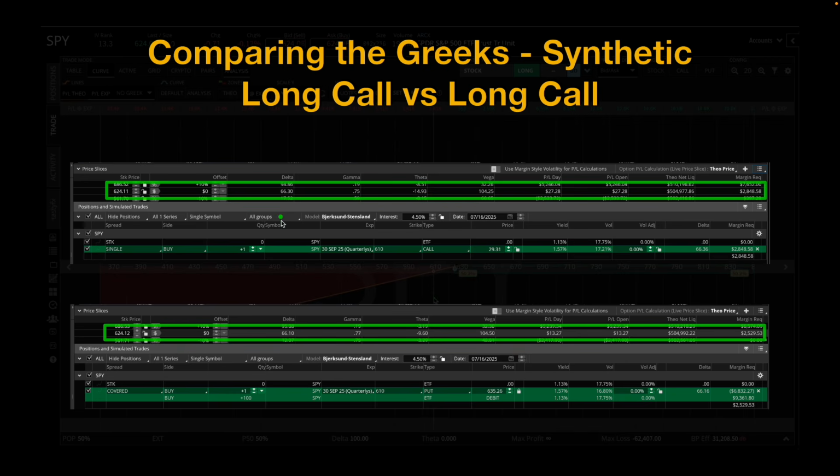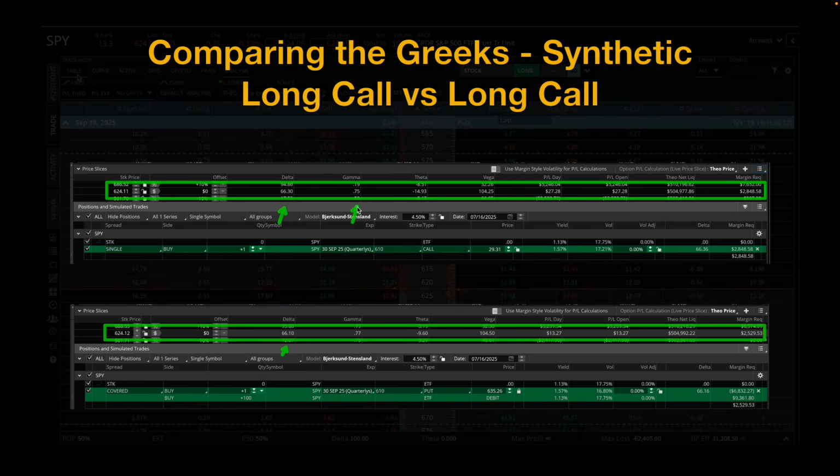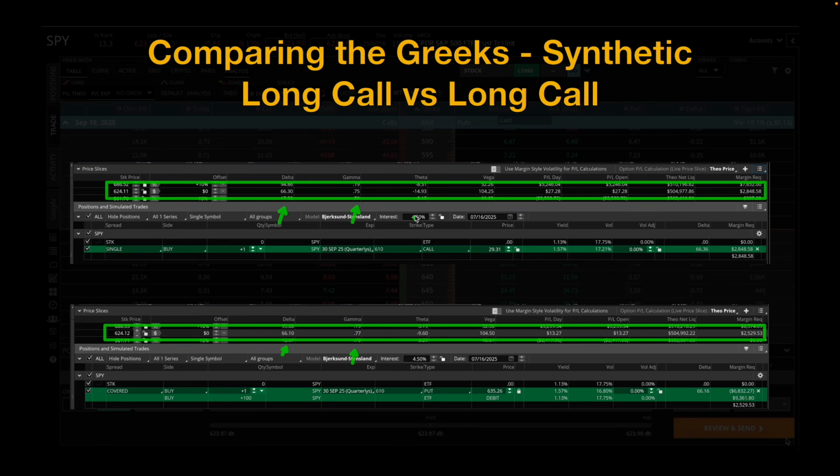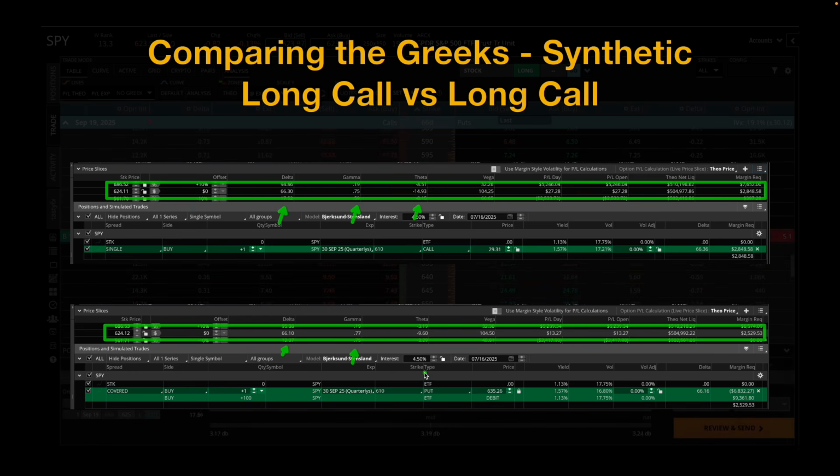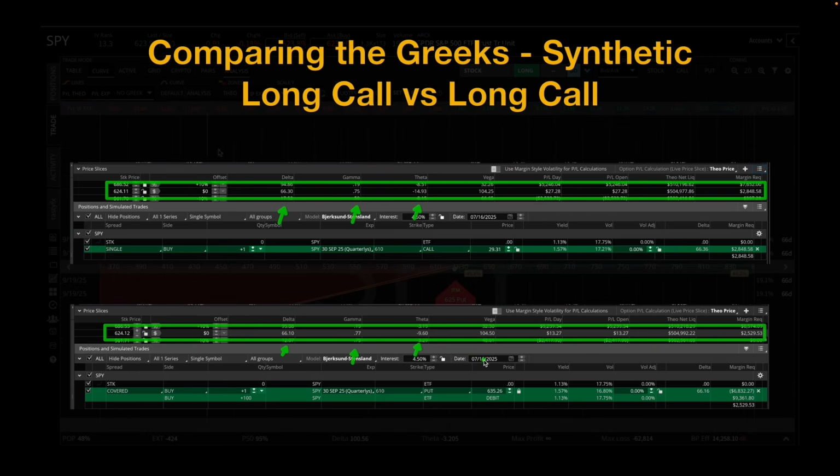Comparing the Greeks, we see that they both have a positive delta of about 66. The gammas are very similar with 0.75 for the long call and 0.77 for the synthetic long call. We have a negative 14.93 theta for the long call and a negative 9.60 value for theta with the synthetic. And the vegas are the same, coming in at 104.